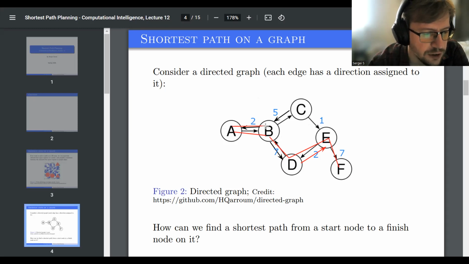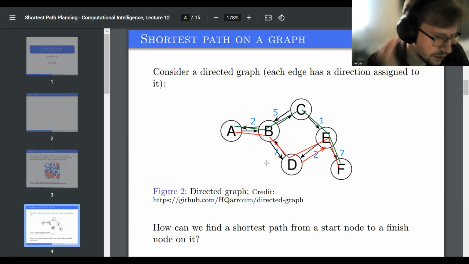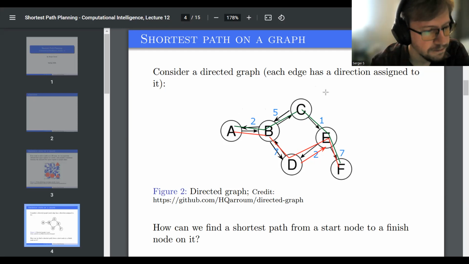Traveling this way, on the other hand, let me use different colors so it would not blend in completely. So traveling this way, the green path, would give me 2 plus 5 plus 1 plus 7. So 15. So you clearly see green is a better path than the red one. They look kind of the same, but the cost is smaller for the green one in this case. So the question is how to find a path like this. Not obvious.